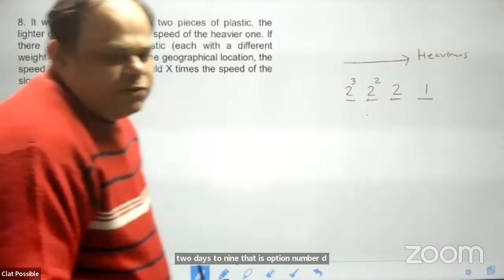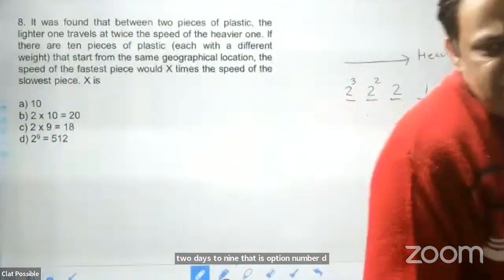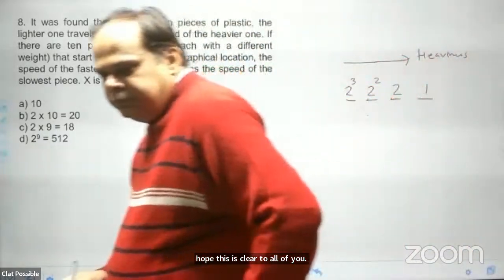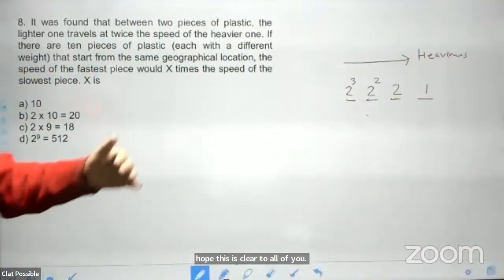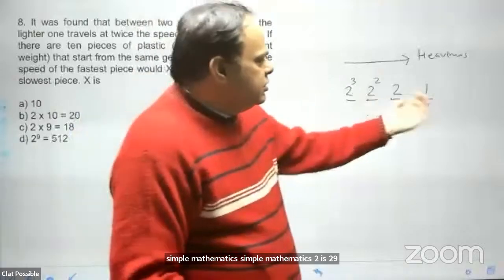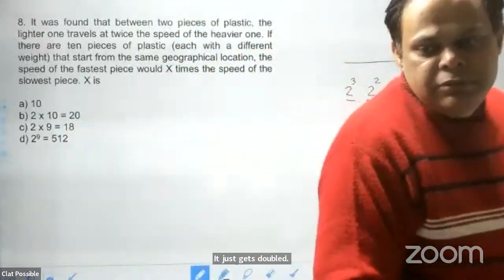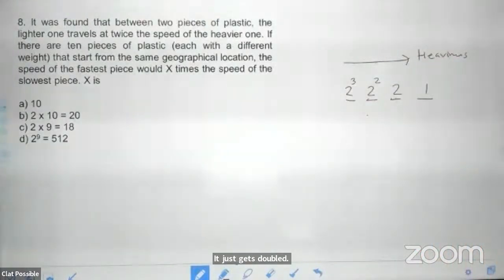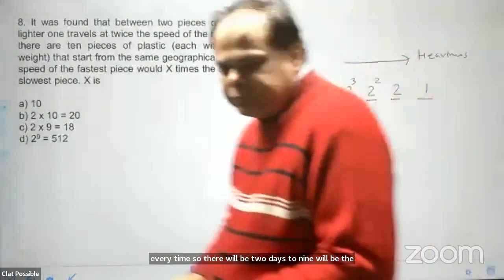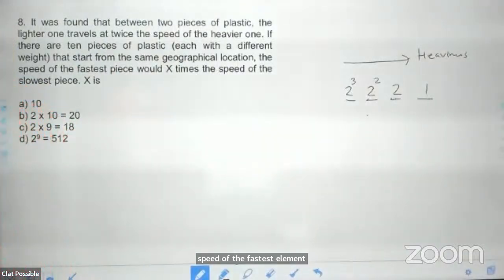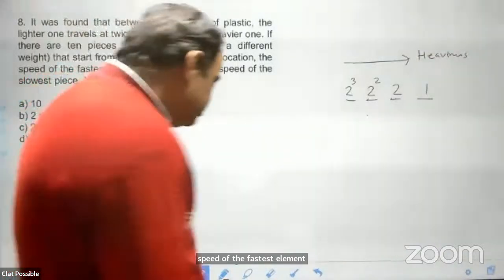Hope this is clear to all of you. Simple mathematics, 2 raised to 9. It just gets doubled every time. So 2 raised to 9 will be the speed of the fastest element. Okay, let's move further.